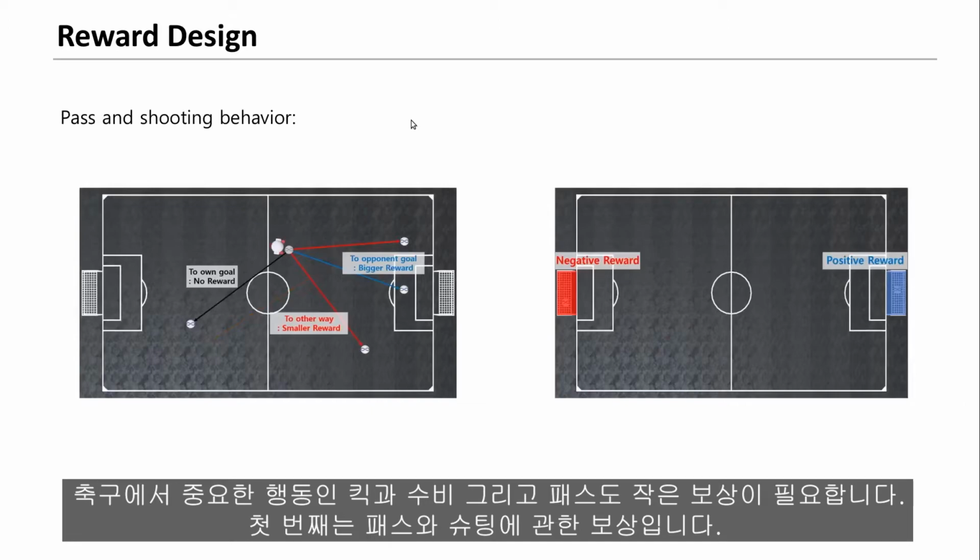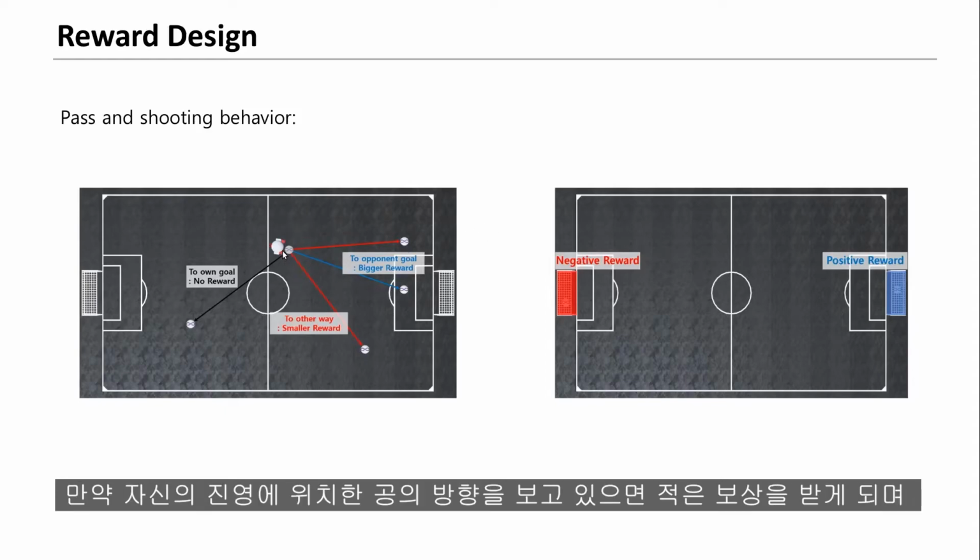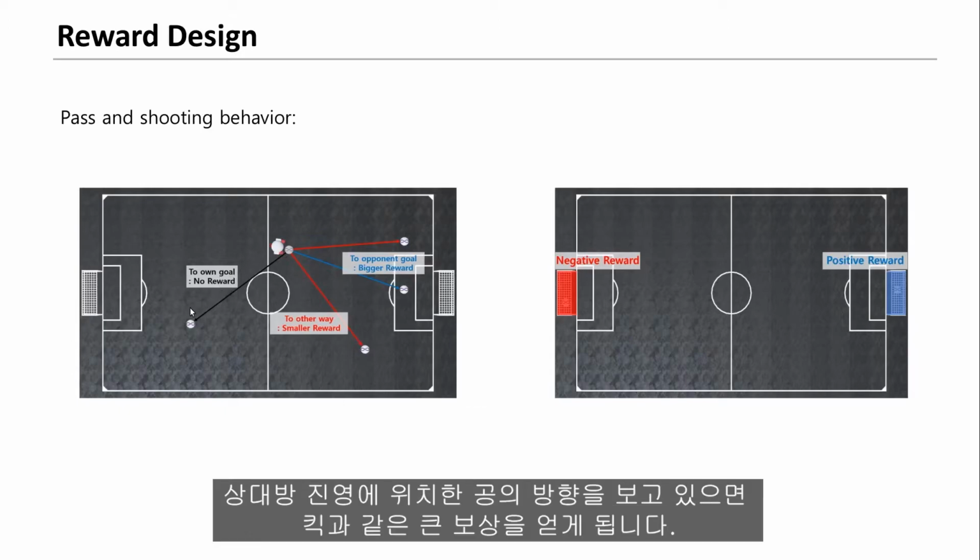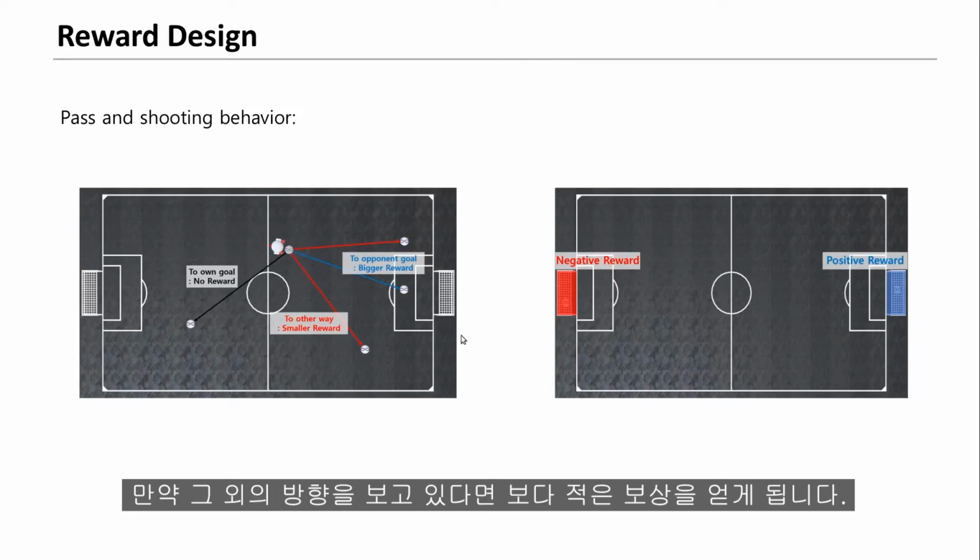And to get soccer-like behaviors like passing, shooting, and also defending, we give two kinds of reward. The first is regarding passing and kicking. If the robot kicks towards its own goal, its own field, it doesn't receive any reward. But if he kicks towards the opponent goal, he receives a bigger reward if the kick is in a good direction toward the goal, and a smaller reward if it is in another direction, like kicking to the corner, but in a trajectory where the ball is going to the opponent goal or the opponent field.